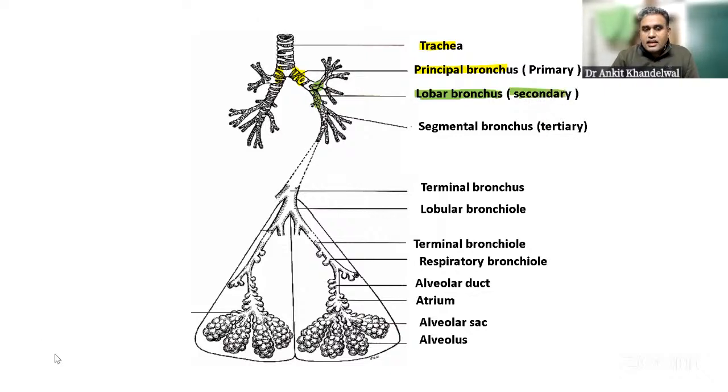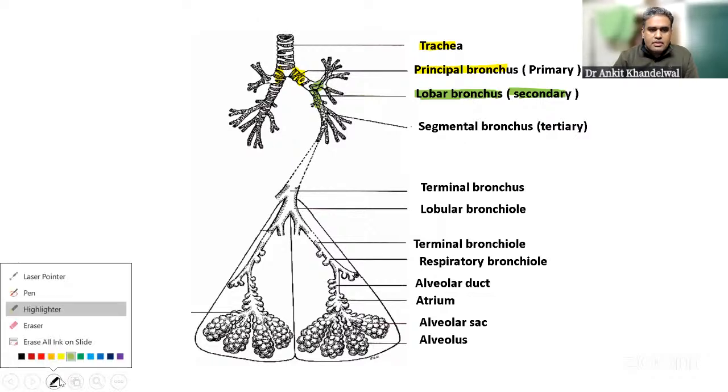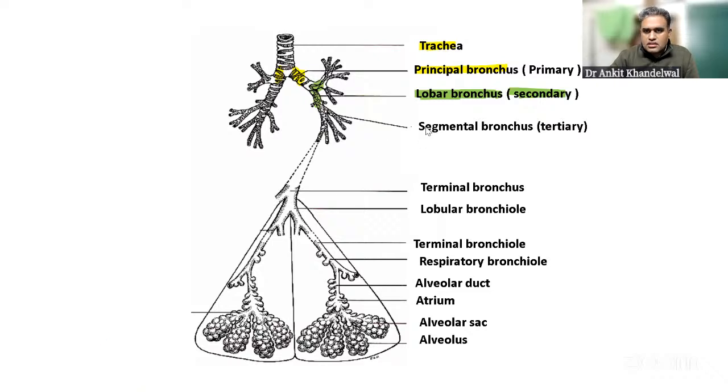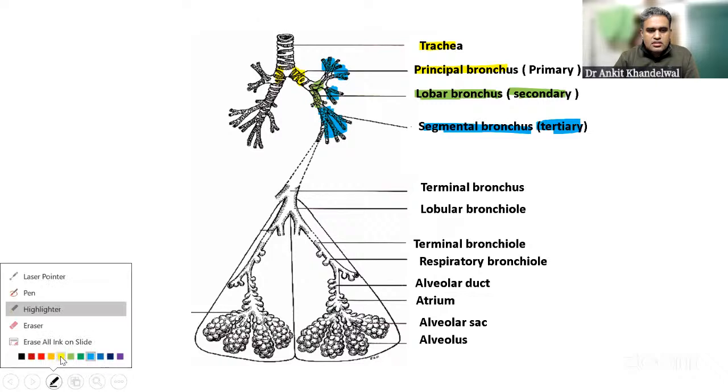Each lung has 10 bronchopulmonary segments. The left lung has 2 lobes, so there are 2 lobar bronchi, and this third one over here is a segmental bronchus. There are 10 over here, 5 in the upper lobe, 5 in the lower lobe. So these are tertiary bronchi. Then they will divide further, and just remember all these terminologies. It is not very difficult.